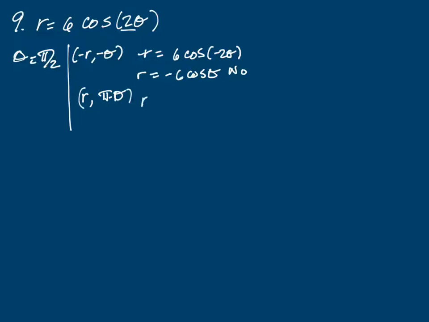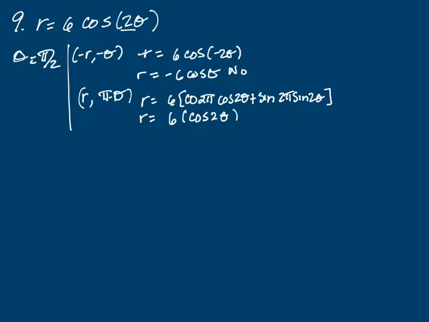So it would be r equals 6 cosine 2 pi cosine 2 theta minus sine, right, because it's minus, sine 2 pi sine 2 theta. So you get r equals 6. Cosine of 2 pi is 1, so I just have cosine of 2 theta. And sine of 2 pi is 0, so plus 0. So I get r equals 6 cosine 2 theta. So that is a yes. All right, so I got a yes for that.